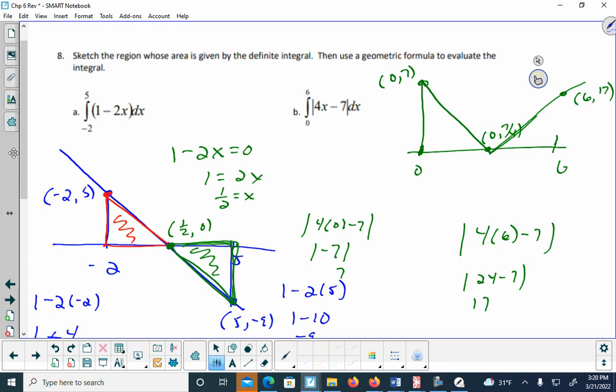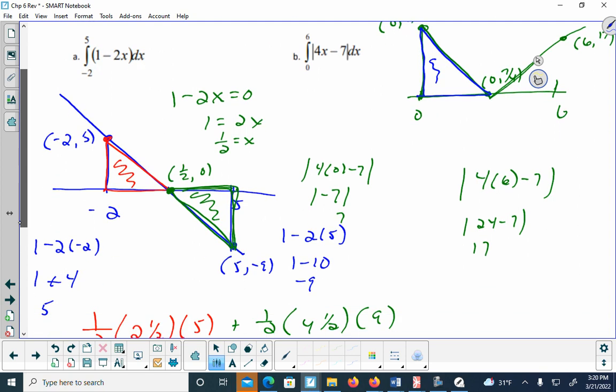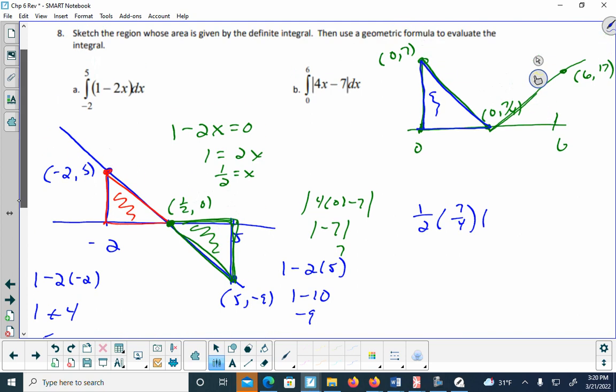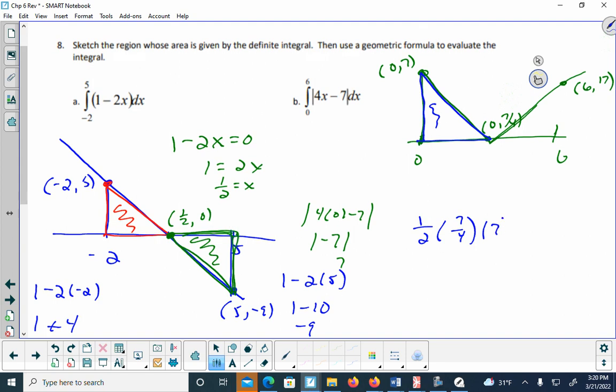So now I have two triangles. They're both positive, so I'm going to add the two together. So this triangle, I'm going to do 1/2 the base, which is that 7/4, times the height, which we said was 7. And when I do that, it's 49/8, or you can have 6.125.